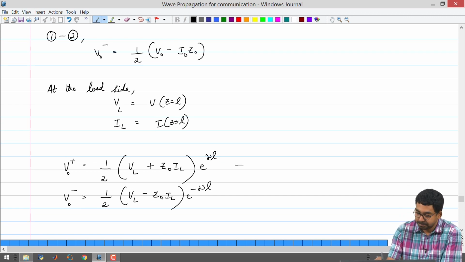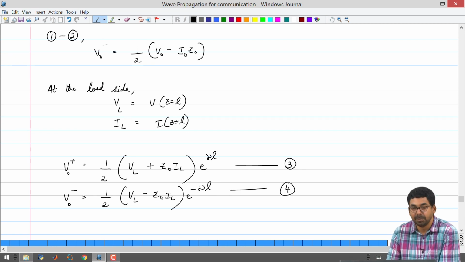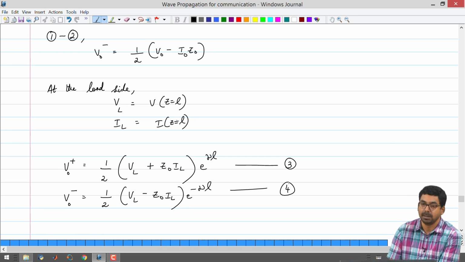Okay. You can also mark these equations as 3 and 4. They give you the exact same information, meaning that the unknown quantity is on the left side: you are trying to find V naught plus and V naught minus. If you know some quantities on the right hand side, if you know VL, IL, the length of the transmission line, and the propagation constant gamma, then you will be able to find exactly what voltage was traveling forward at the source side, what voltage was going backward at the source side, etc. It just gives you additional forms of finding the same unknowns.